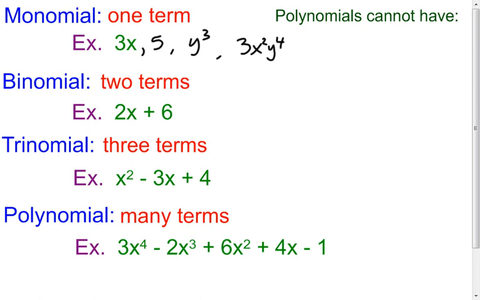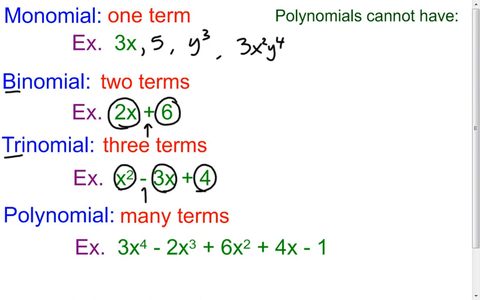Of course, the prefix bi means two, so a binomial has two terms. That means there's one quantity and another quantity, and they will be separated by either an addition or subtraction sign. So that's how you get the two terms. The two circled things are the two terms in them. Trinomial, of course, the prefix tri means three. So there's 1, 2, 3 terms right here, separated by addition and subtraction signs, of course.